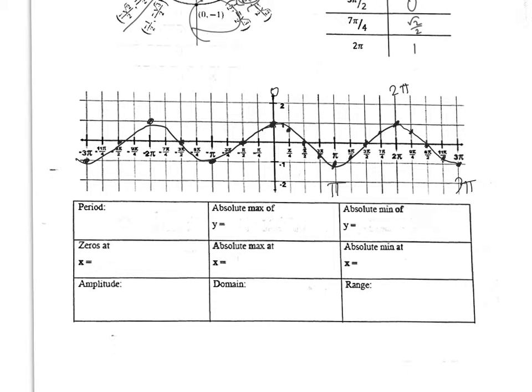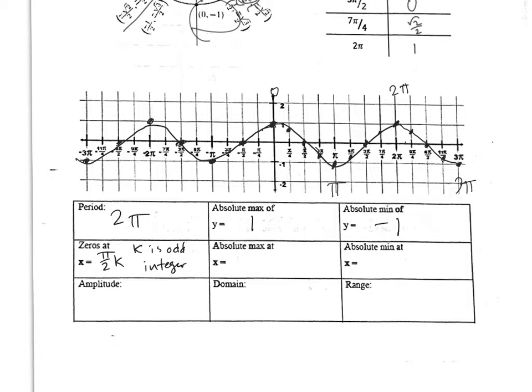So again, let's summarize this. Period is 2 pi. Absolute max is 1. Min is -1. The zeros are at pi over 2 k, but k is an odd integer. Because if we divided by 2, like we did 4 over 2, it doesn't come out as a fraction. So we want to make sure it comes out as fractions. So 1, 3, 5, 7, and so on.